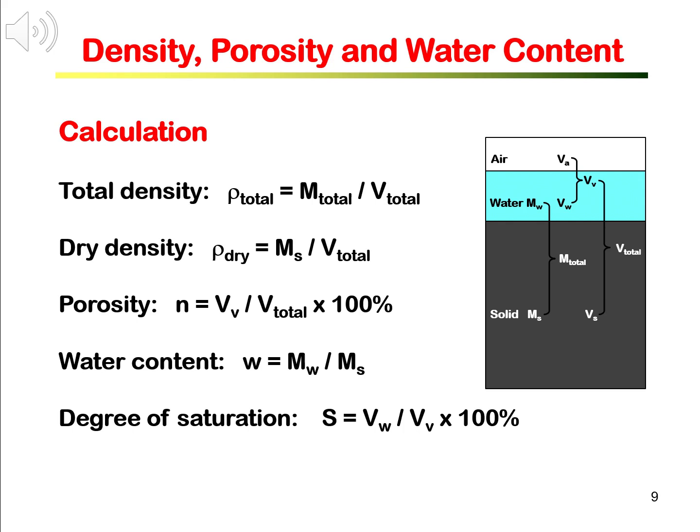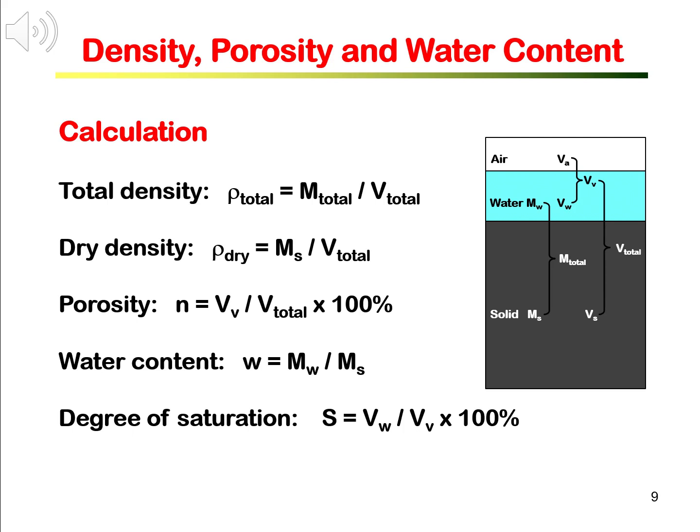Porosity is the ratio of void volume to the total volume. A porosity of 0% means there is no void at all. When porosity is 20%, it means 20% of the sample volume is a void, and the solid occupies 80%. The void may be occupied by air or by water, fully or partially saturated.